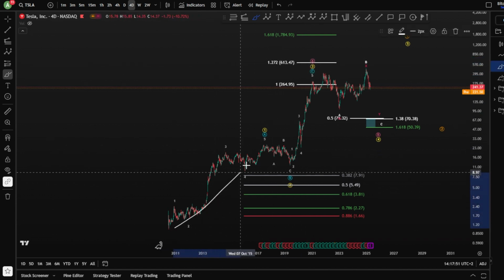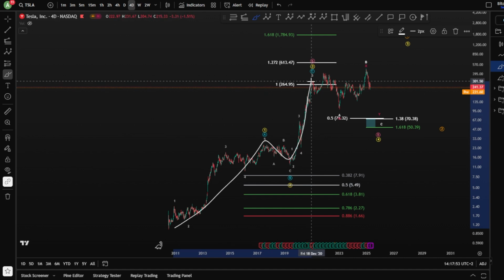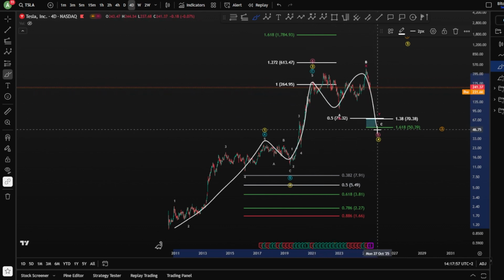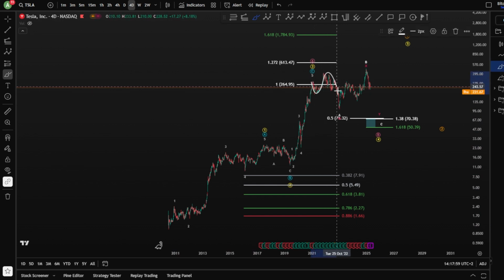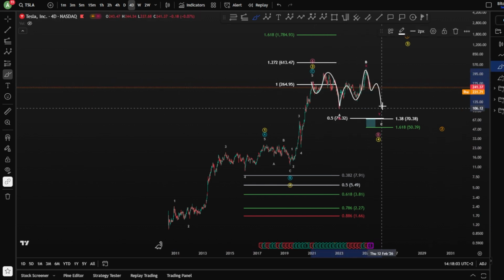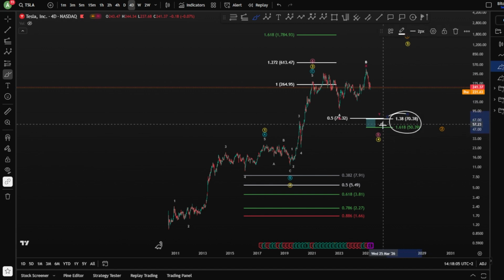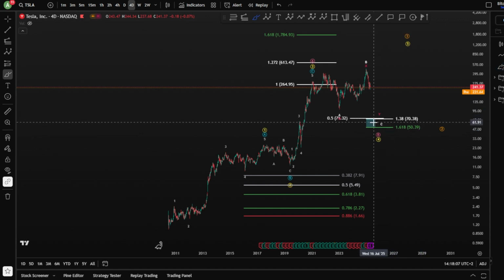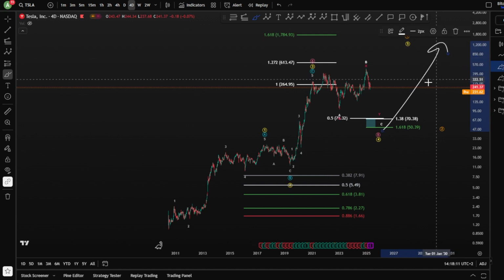And this means it can be an ABC corrective wave where you finished a wave A and you're looking for a wave B, which might be an expanding flat here. 3 waves down, 3 waves up, 1, 2, 3, 4, and a 5, hitting the 1.38, 1.618, and then starting to move towards the upside again for a wave C.